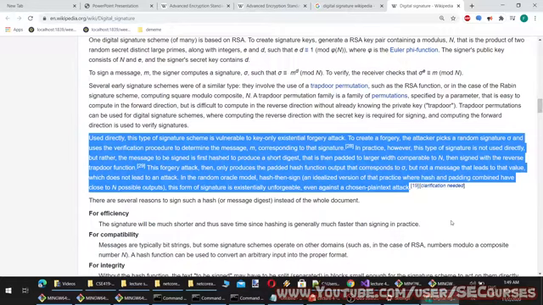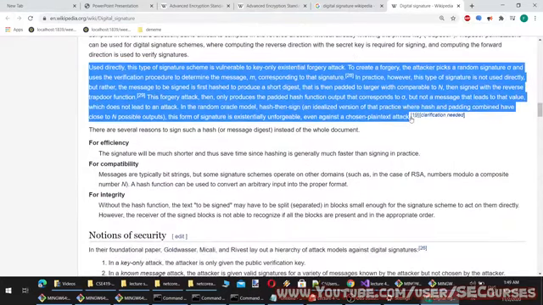In practice, however, this type of signature is not used directly, but rather, the message to be signed is first hashed to produce a short digest, that is then padded to a larger width comparable to n, then signed with the reverse trapdoor function. This forgery attack, then, only produces the padded hash function output that corresponds to sigma, but not a message that leads to that value, which does not lead to an attack. In the random oracle model, hash-then-sign, an idealized version of that practice where hash and padding combined have close to n possible outputs, this form of signature is existentially unforgeable, even against a chosen plaintext attack.